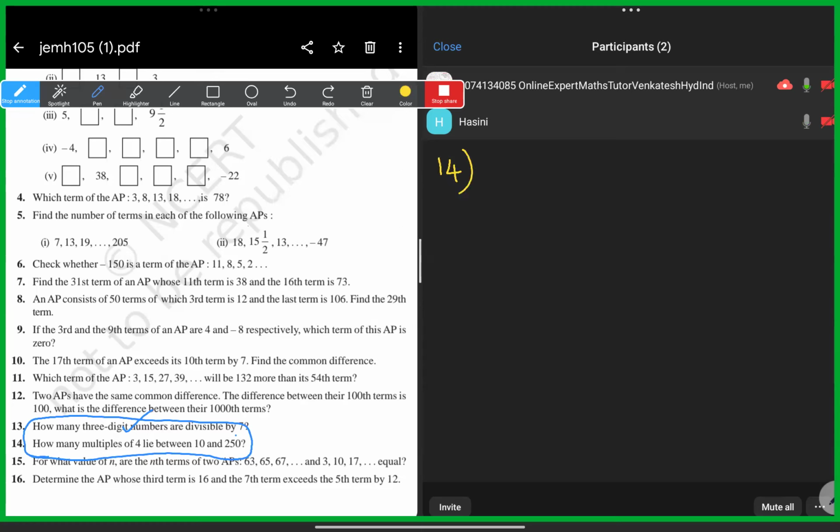So now the first number will be what, Hasni? After 10, which is exactly divisible by 4, means a multiple of 4. First number after 10? Yes, Hasni. 12. Then 12 plus 4, 16, and so on like that, Hasni.